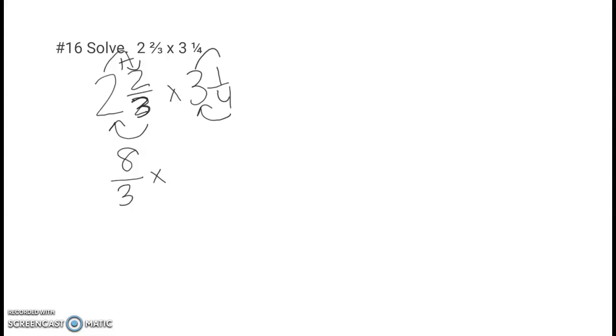I'm going to do the same over here. 4 times 3 is 12, plus the 1 is 13 over 4. I'm not dividing, so I'm not going to keep change flip. I'm just going to multiply across.